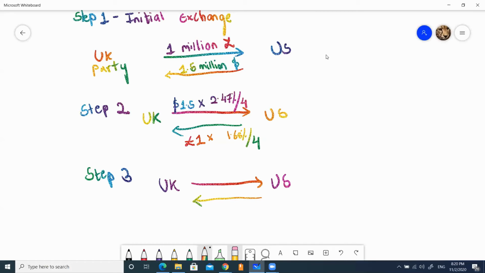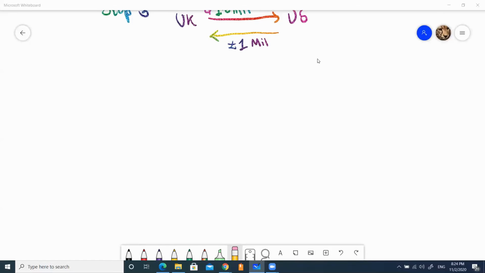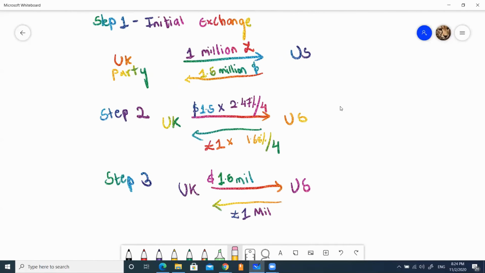So now the UK gives the US back $1.5 million, whereas the US party gives the UK party £1 million. This is what happens in a currency swap. Let me repeat this so that you understand this clearly. Initially, they have exchanged exactly the amounts they wanted.